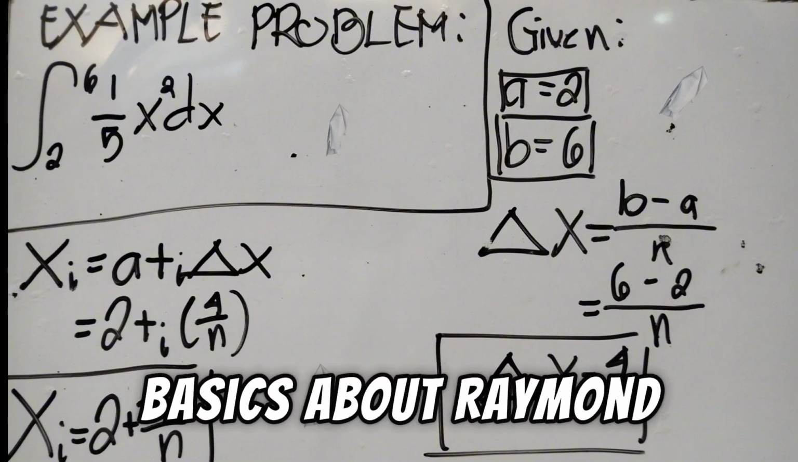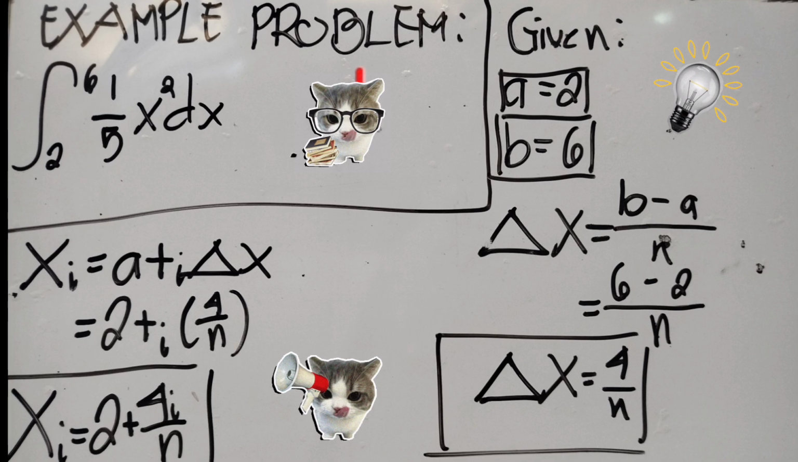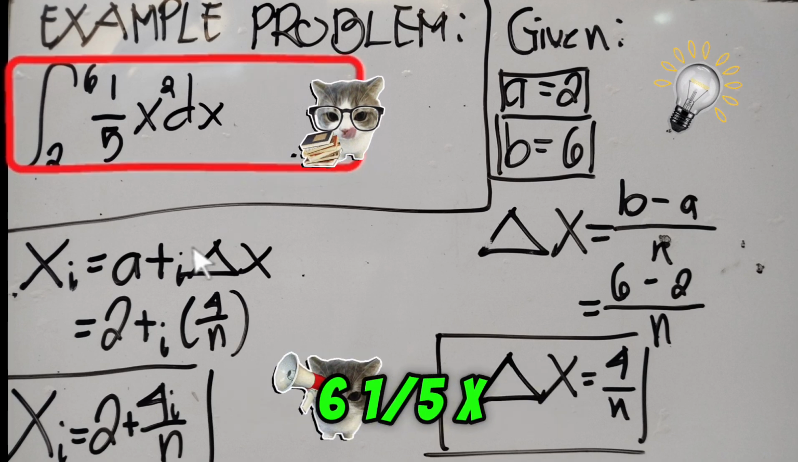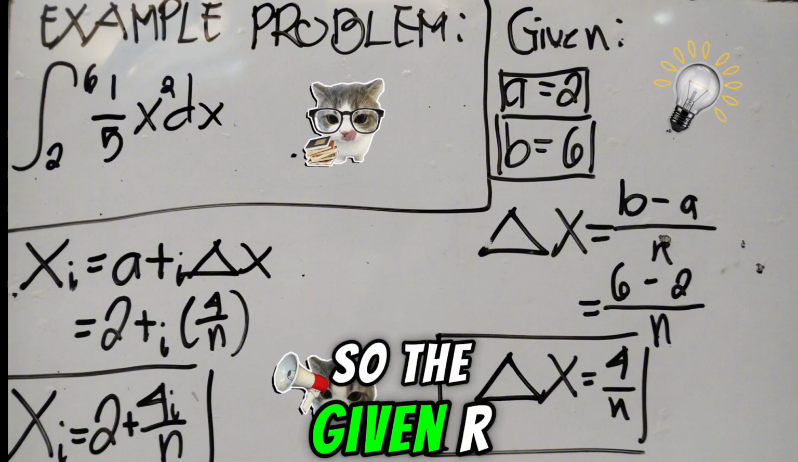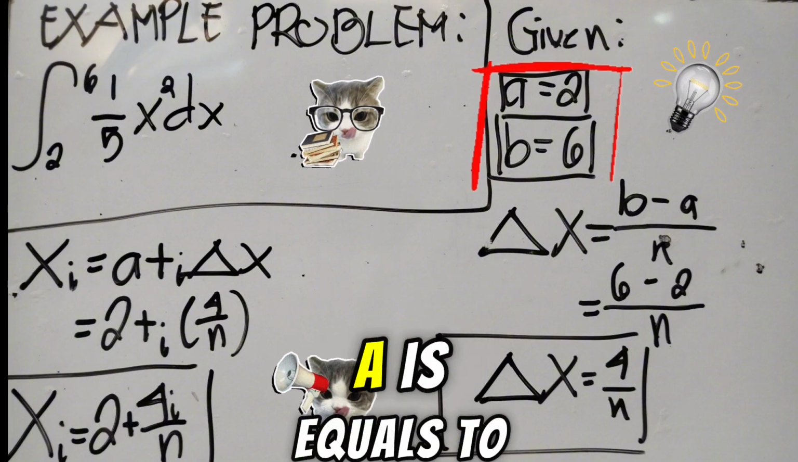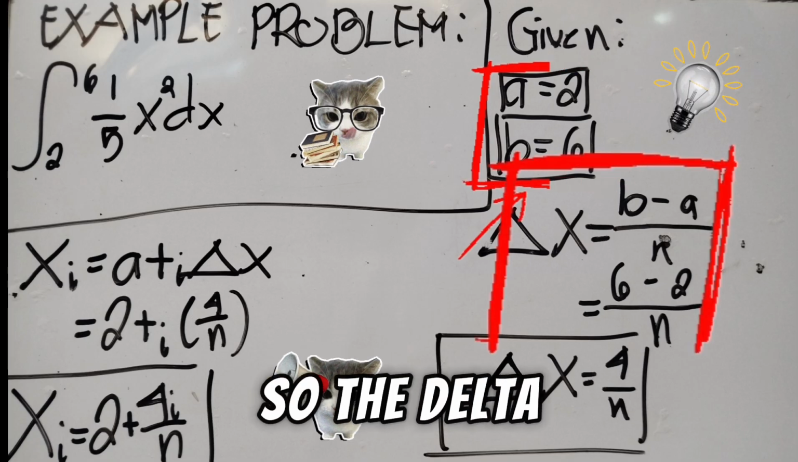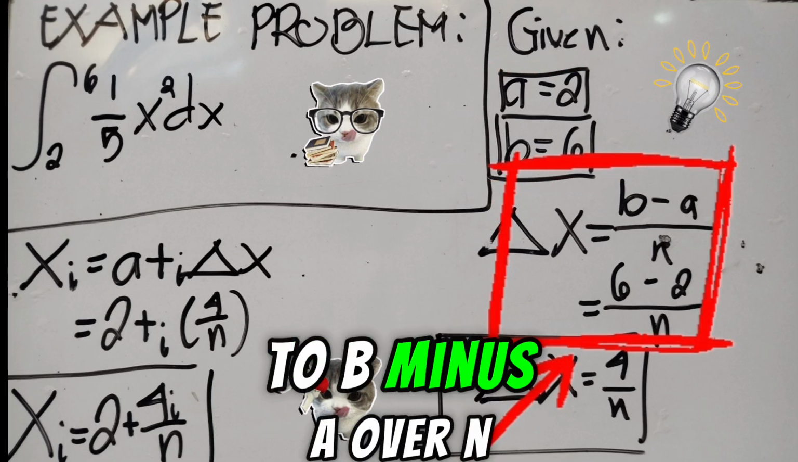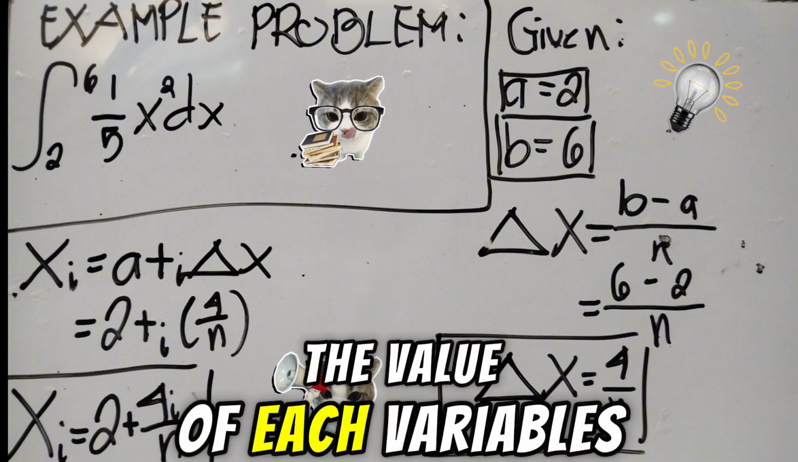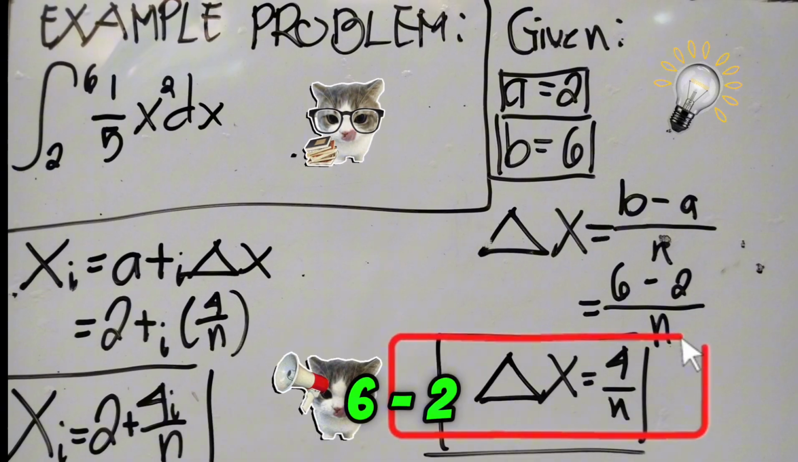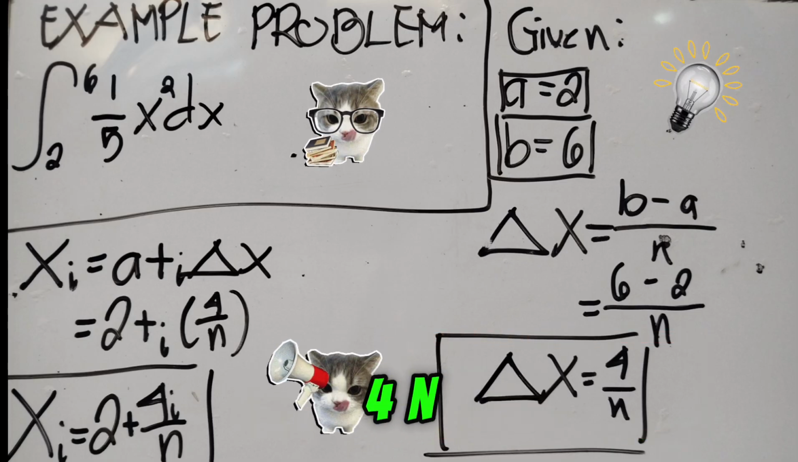After explaining the basics about Riemann sum, let's proceed on this example problem. So, the integral from 2 to 6 of 1/5 x squared dx. So, the given are a is equal to 2, b is equal to 6. So, the delta x is equal to b minus a over n. So, we substitute the value of each variable. So, we get 6 minus 2 over n, so delta x is equal to 4/n.